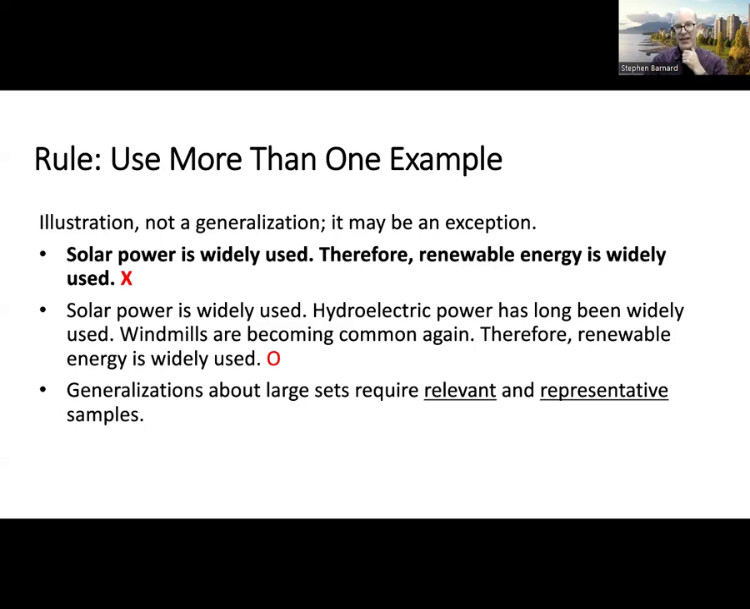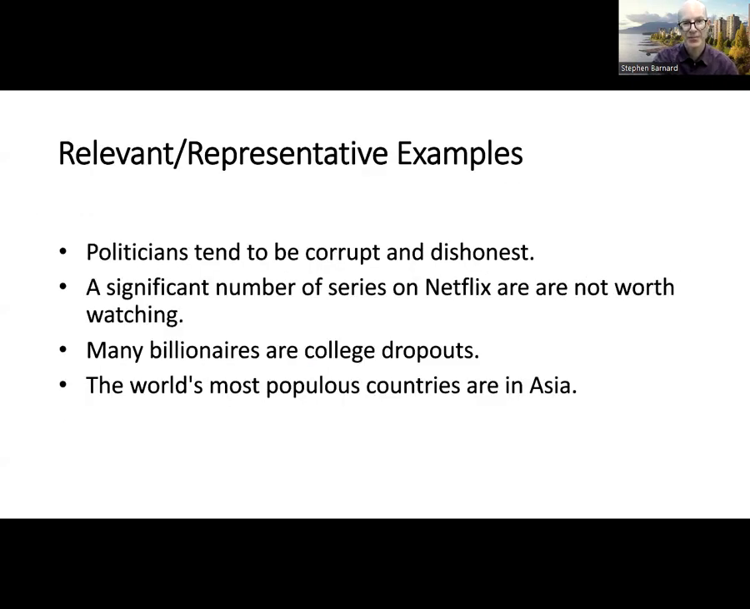In this case, the generalization that renewable energy is widely used has three different examples: solar power, hydroelectric power, and windmills. These three are fairly representative. Are there other forms of renewable energy? Yes. It's impossible to list all of them in a simple generalization. But if you're going to have three examples, try and make them as varied as possible. Remember, generalizations about large sets require relevant and representative samples. And trying to decide what is the best kind of representative example is sometimes the biggest challenge.